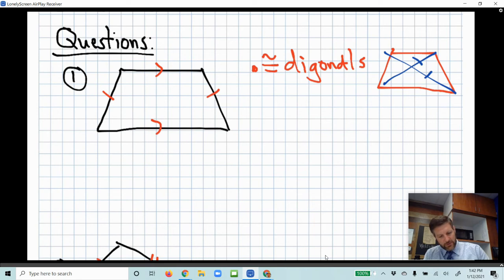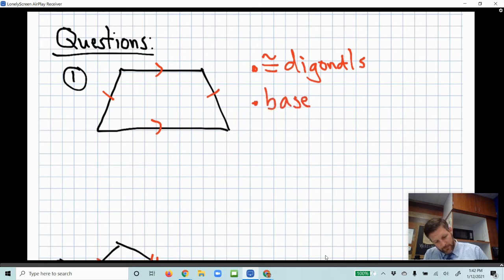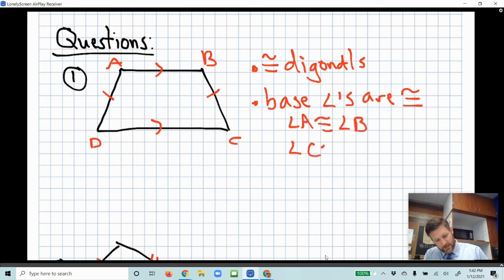And actually, maybe that drawing is not super great. I'm going to erase that. It looks kind of like bisecting. So the diagonals are congruent. The base angles are congruent. So what that would mean, if I go ahead and label this A, B, C, and D, then I know that angle A is equal to angle B, and angle C is congruent to angle D. So the base angles are congruent.